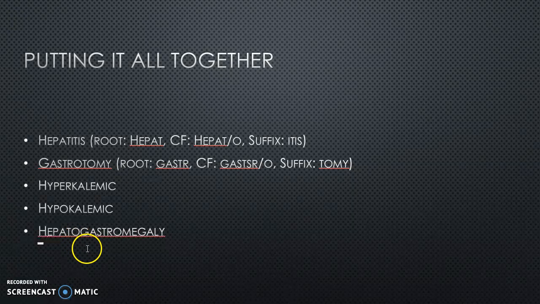Here's an example of two root words being linked together with the combining form. Hepatogastromegaly, right? So hepato is the combining form. Since gastro starts with a consonant, we leave the O in there. And the same thing here. Since megaly starts with a consonant, we leave the O in.